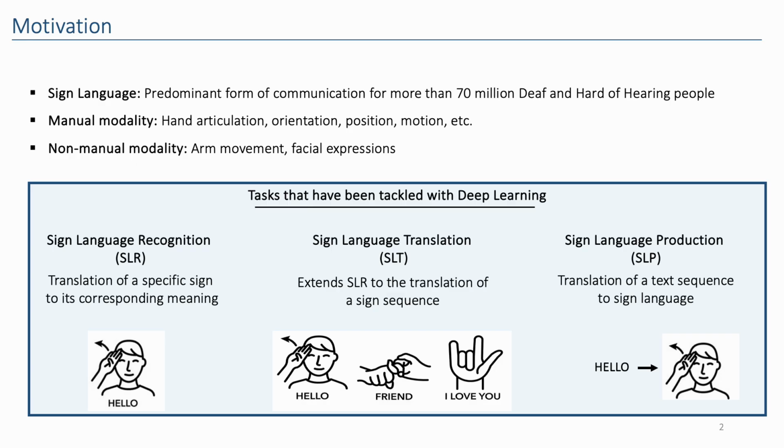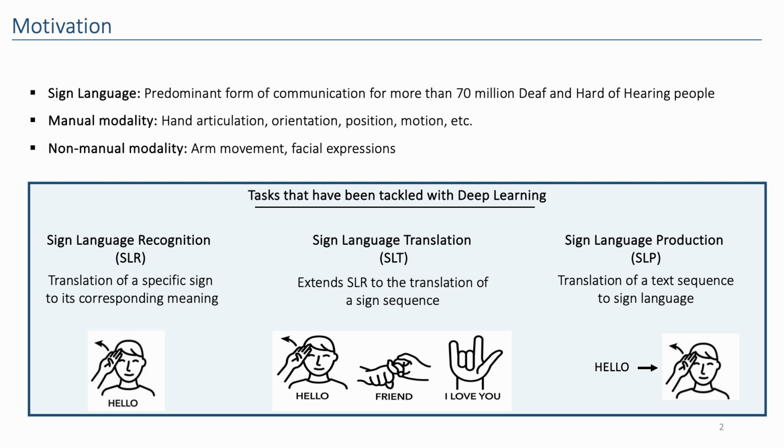Sign language is the primary form of communication for more than 70 million deaf and hard of hearing people. Sign language can be broken down to the manual modality, which involves hand articulation and motion, and the non-manual modality, which involves arm movement and facial expressions. Whilst it is possible to convey some meaning using just hand articulations, expressiveness is limited since non-manual elements often convey emotions.